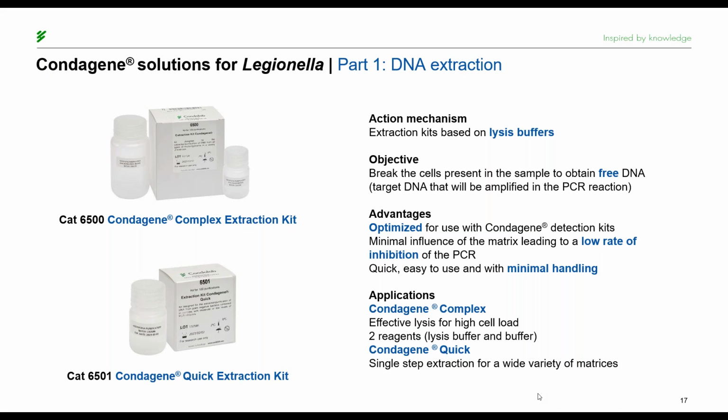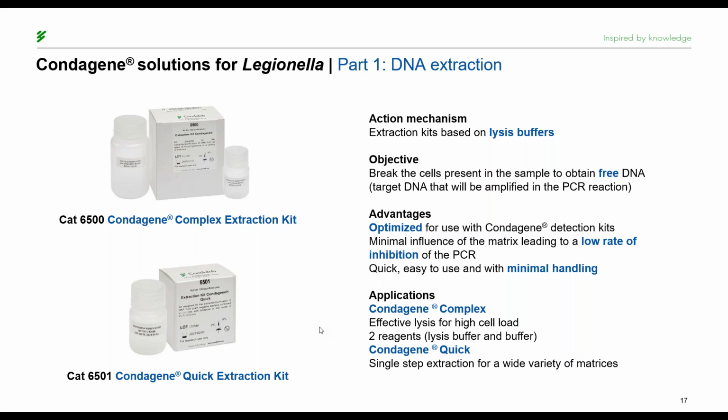Both kits are optimized for their use with Condagene detection kits, in which the influence of matrices or inhibition is very low. Validation also has been performed on complex samples with and without pre-sample heat treatments. And we have first the Condagene complex extraction kit that we would use to obtain effective lysis if you have a sample with a high cell load or, for example, inhibition problems. It is composed of 2 different reagents, lysis buffer and another buffer.